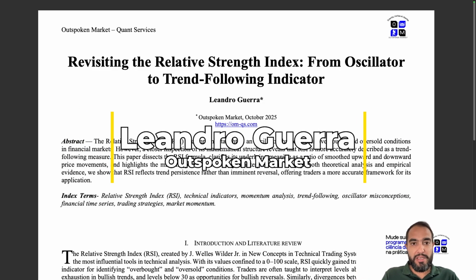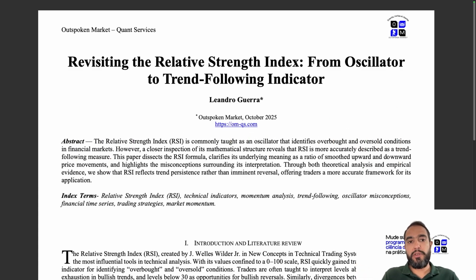Leandro Guerra speaking. If you know the RSI indicator, I'm pretty sure you have been using it wrong, not in the way that its mathematical formula suggests. And here is the proposal from the paper I just wrote, revisiting the relative strength index from an oscillator to trend following indicator. Yes, that is true.